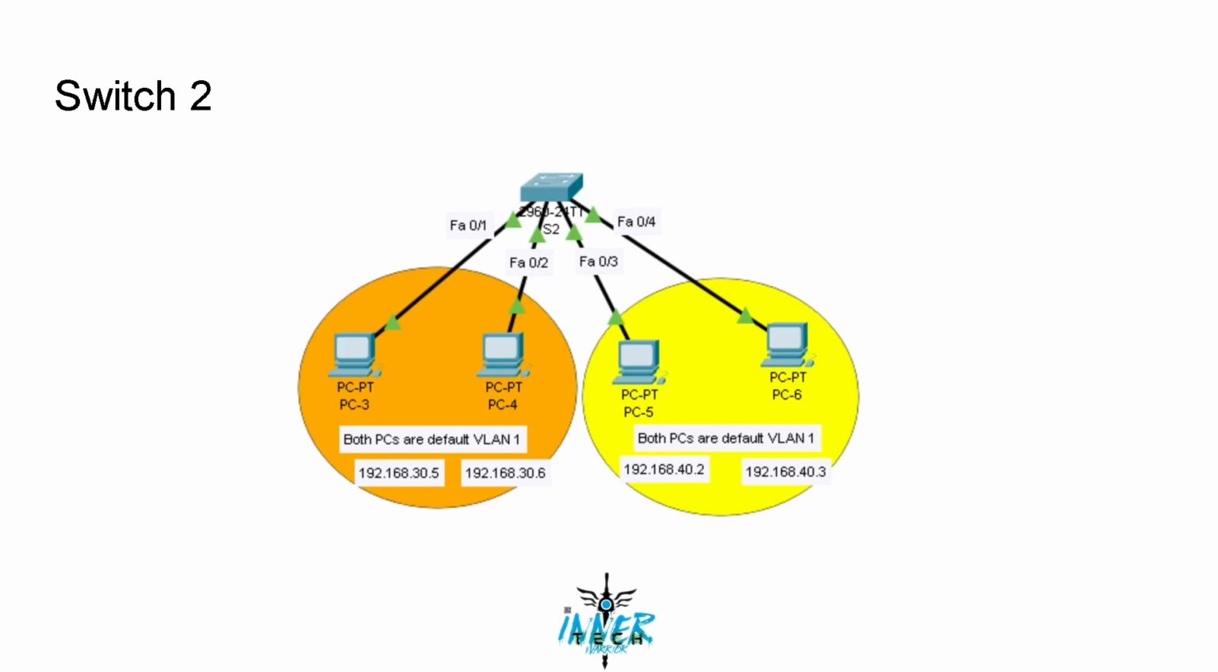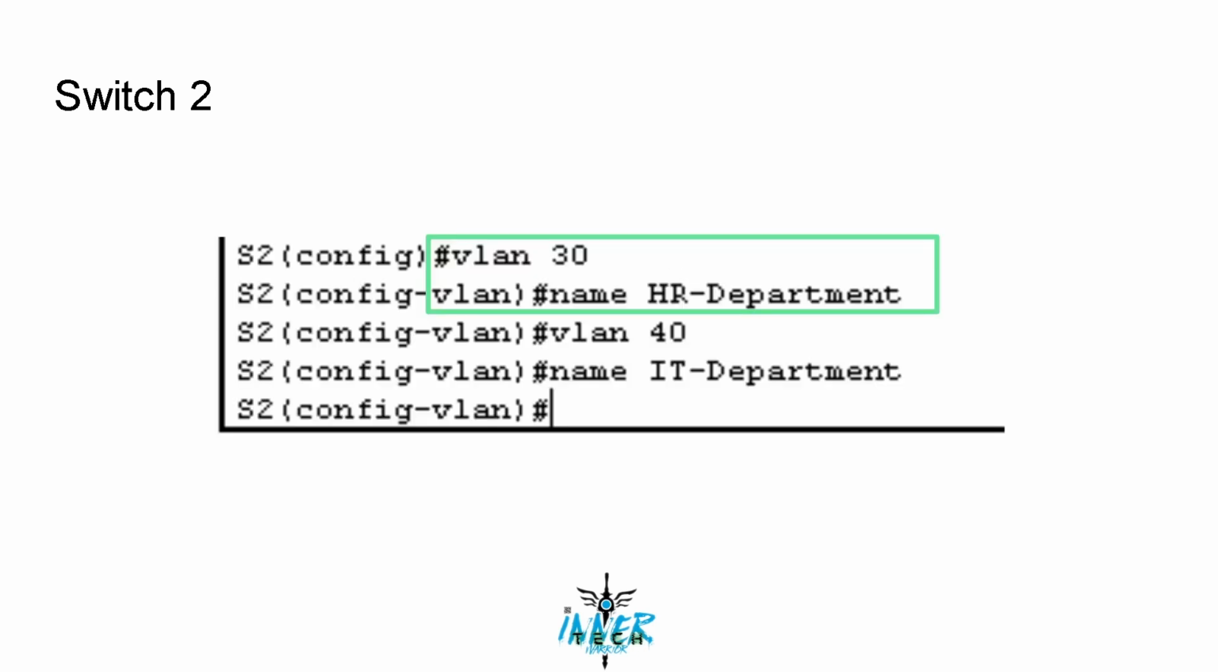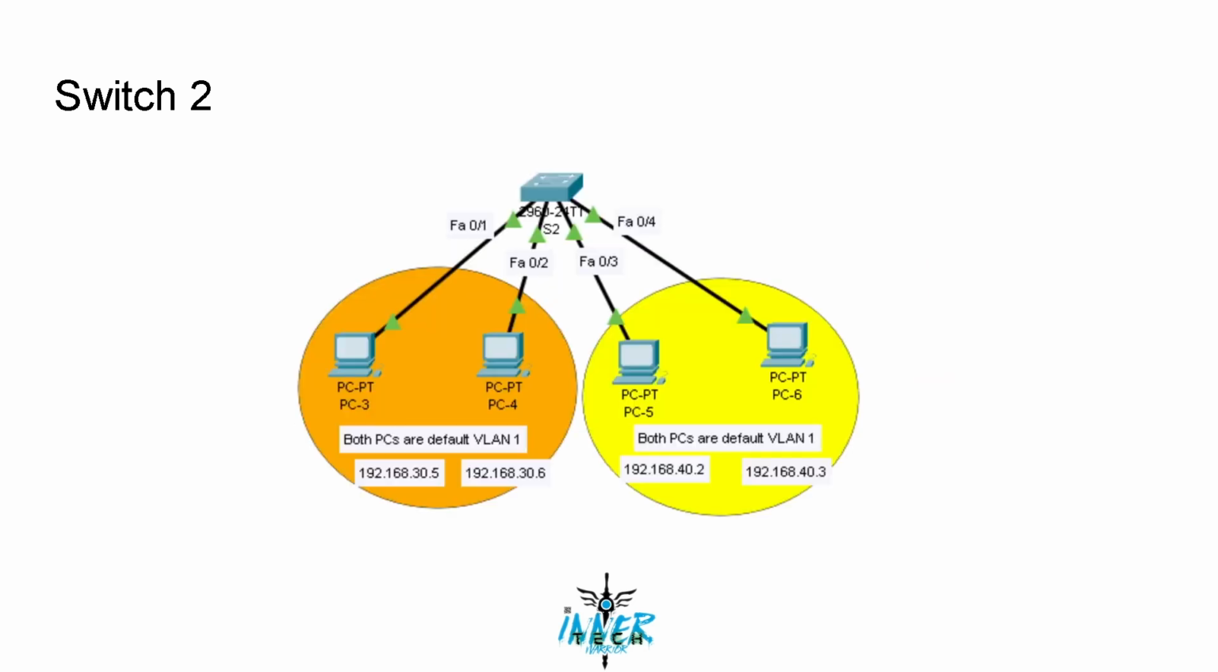Now let's move on to switch 2. On this switch, we want to have two separate broadcast domain VLANs, one for HR and the other for IT. PC3 and PC4 are in the HR department, and PCs 5 and 6 are part of IT. So let's first create two VLANs, VLAN 30 for HR, VLAN 40 for IT. Perfect. Now let's assign these VLANs to the right switch ports.